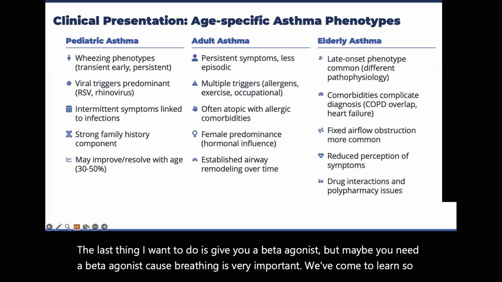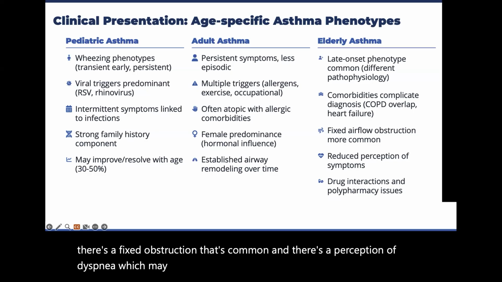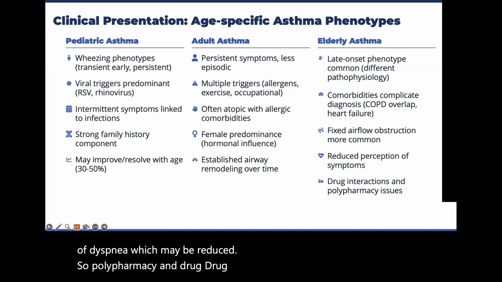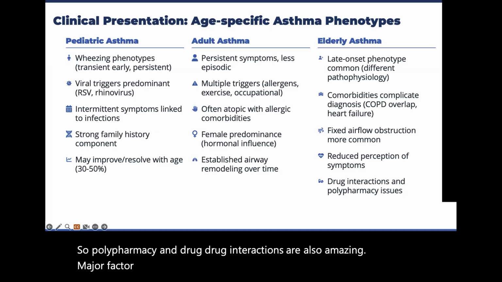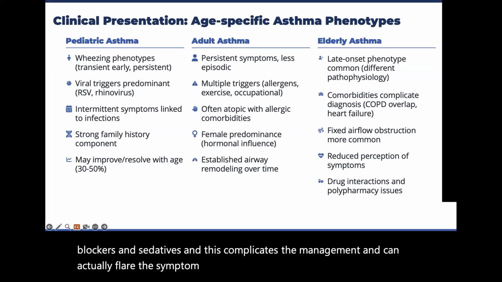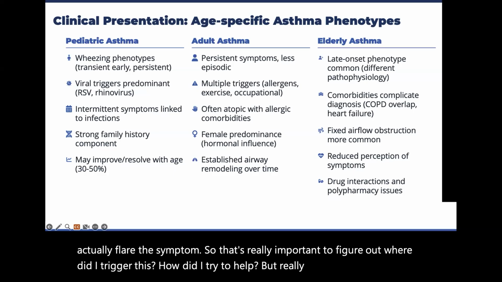So here, there's a fixed obstruction that's common. And there's a perception of dyspnea, which may be reduced. So polypharmacy and drug-drug interactions are also a major factor. Another thing to keep in mind is many elderly are on beta blockers and sedatives, and this complicates the management and can actually flare the symptoms. So that's really important to figure out: where did I trigger this? How did I try to help, but really I made it worse?